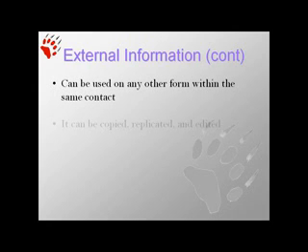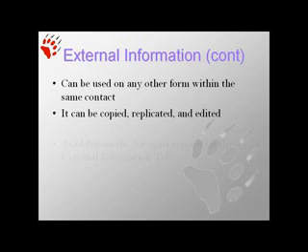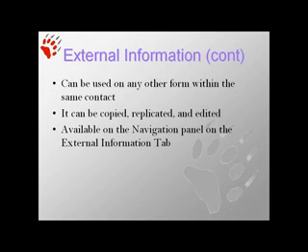So, external information. As I was saying, your external information is your common information. When you close a form in TraCS 10 and you reopen it, your external information will be available for you to use on a new form, but it will no longer be linked to the first form. Okay, so if you change it on the second form, it will not change the original form, just something to keep in mind when you start working with that. But external information can be copied and replicated, it can be edited, and it's found on the navigational panel for the external information tab.